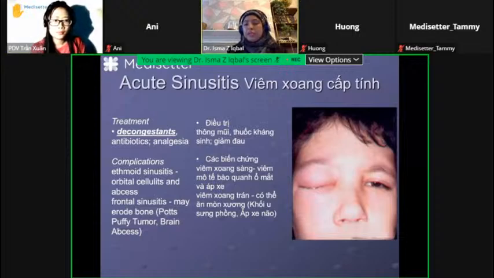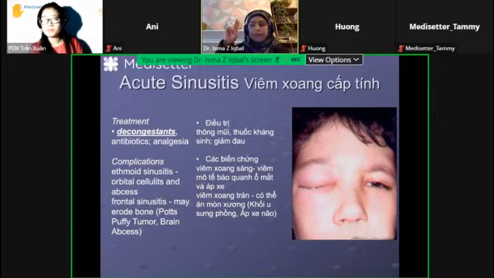Usually the child will present with a 1 week history of a cold, so blocked nose, temperature, may have some green mucus coming from the nostrils.